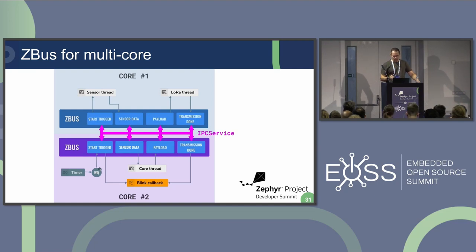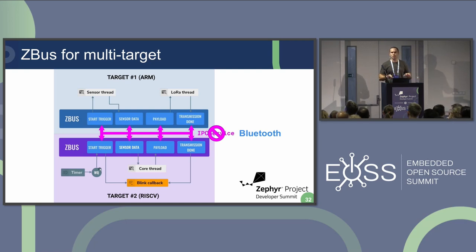We have a lot of initiatives, but it's not so straightforward to do that, and we need to do a lot of work. Okay, and multi-target. After we solve multi-core, we can go to multi-target. With multi-target, you can have different SoCs talking to each other with Zbus clones, and the transmission or interface could be Bluetooth or, I don't know, serial or internet or whatever, right? It would be really good.